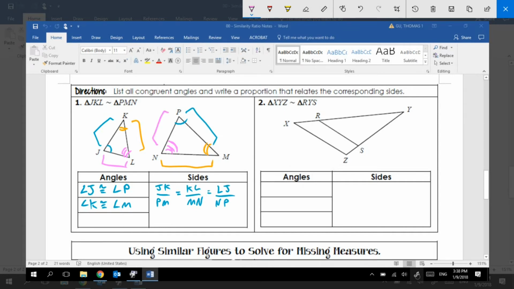Now I want you to do a similar thing on number 2. It might help you to draw two separate triangles instead of seeing them on top of each other. So try number 2.